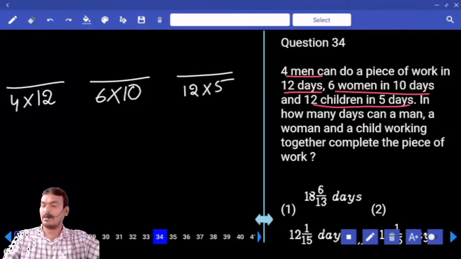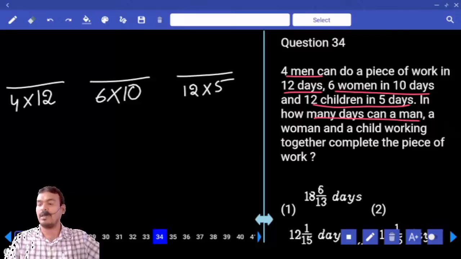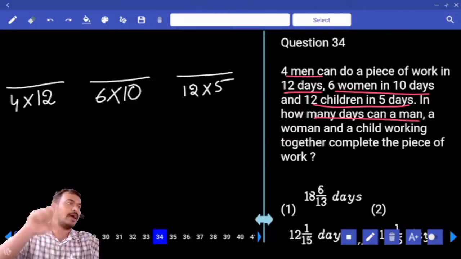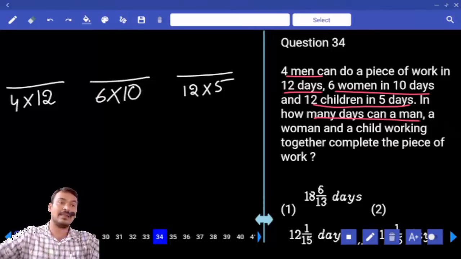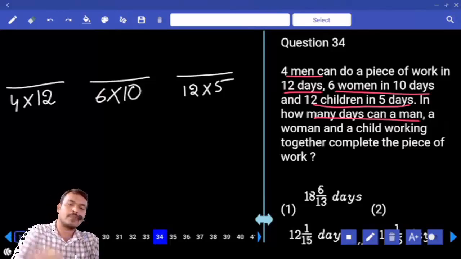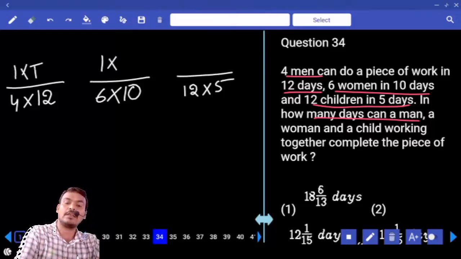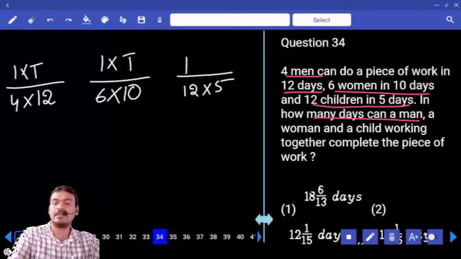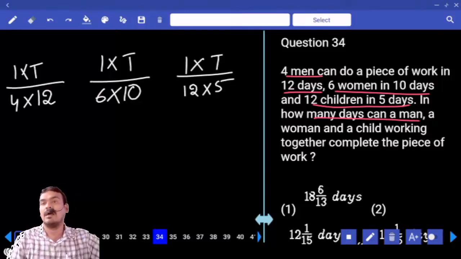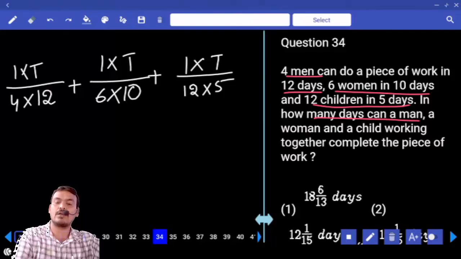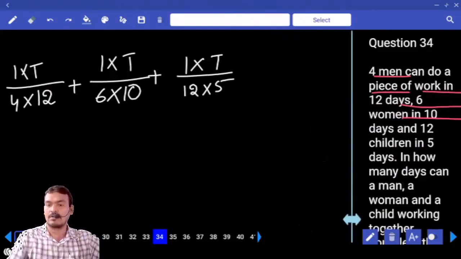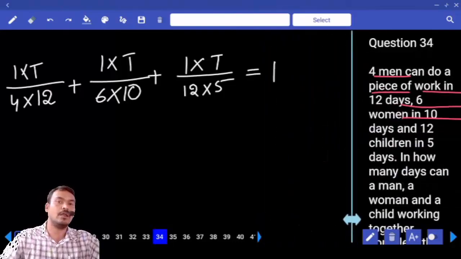But here, how many days do a man, woman and child work? Suppose the man is working for T days, the woman also works for T days, and the child also works for T days. 1 man's T days work, next 1 woman's T days work, and 1 child's T days work. All these added, we get the total work. What is the total work? 1.